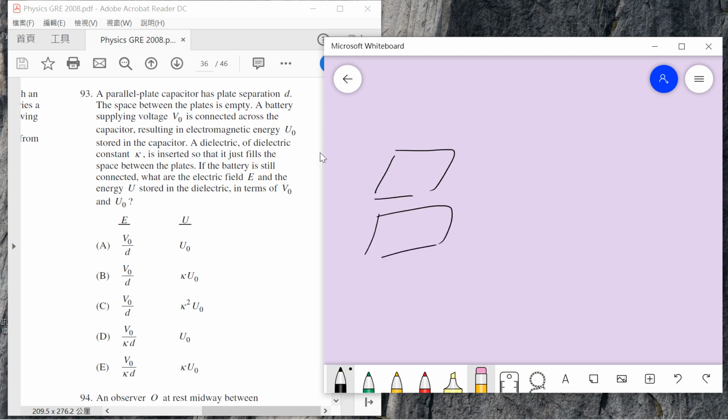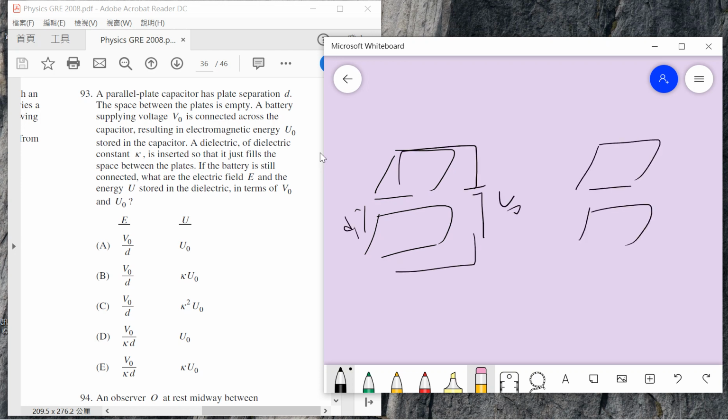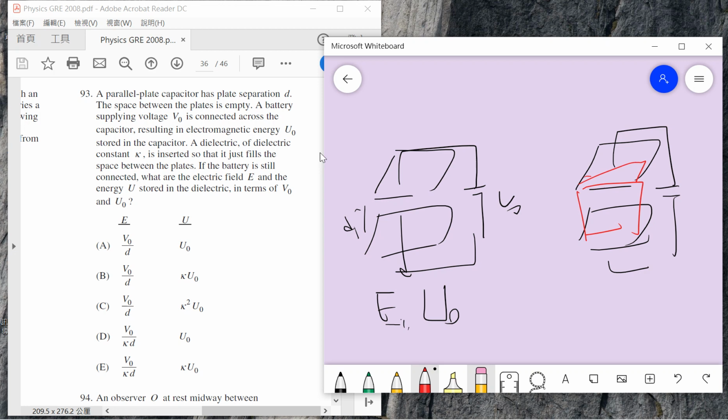It said a parallel plate capacitor has a plate separation d, and there's a voltage, and the electric field is E and the mu naught. And after that, there's a capacitance. There's a dielectric constant kappa object which fills the empty region, and it asks about the change of the electric field and the electrostatic energy.